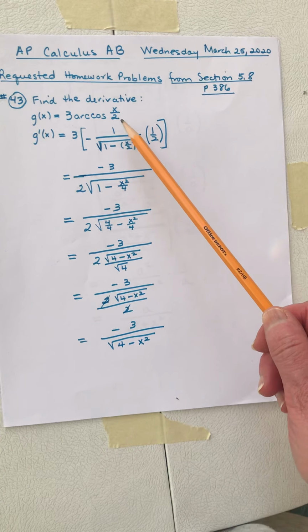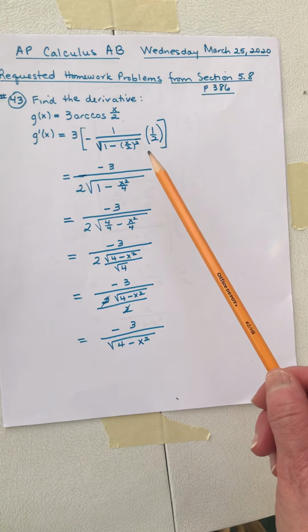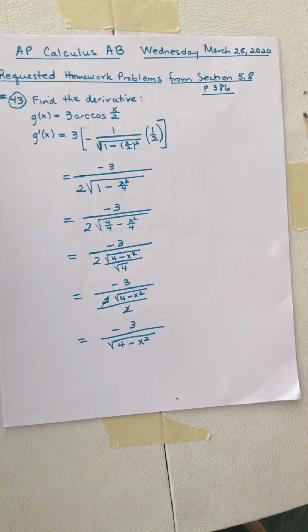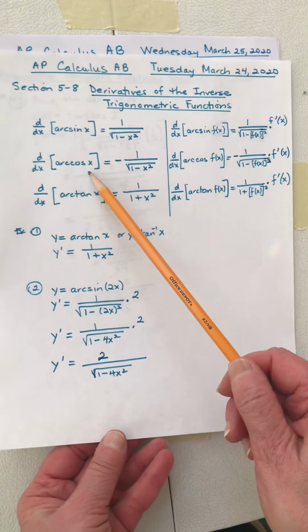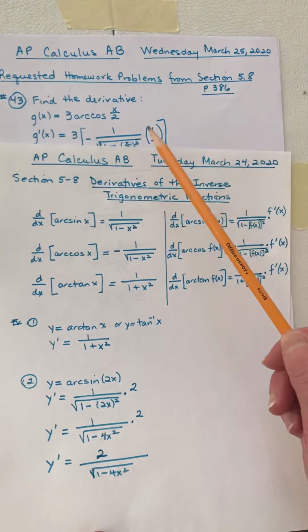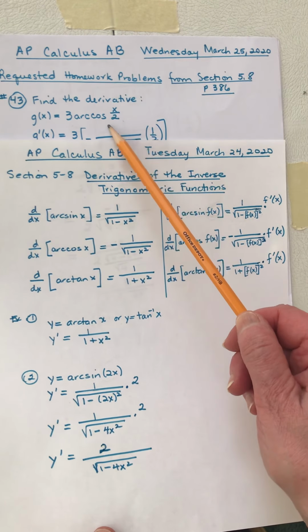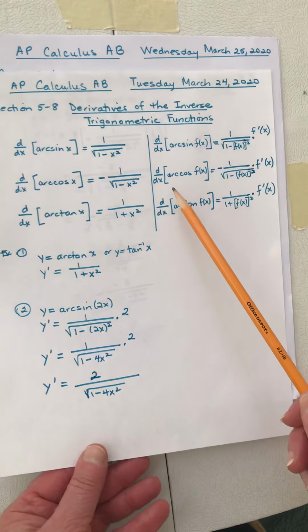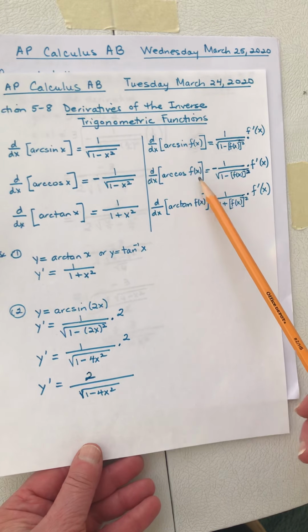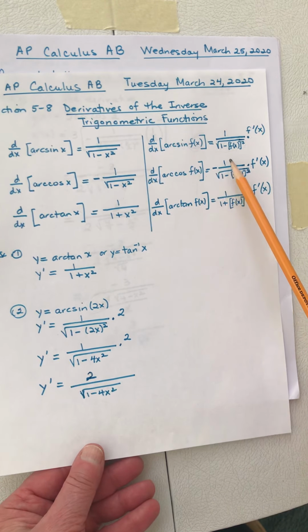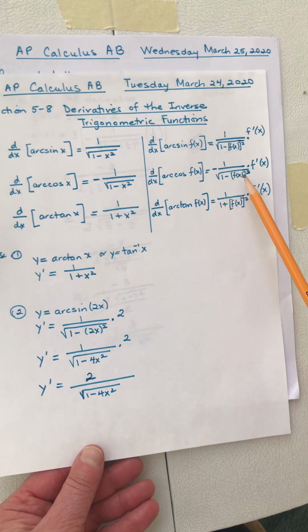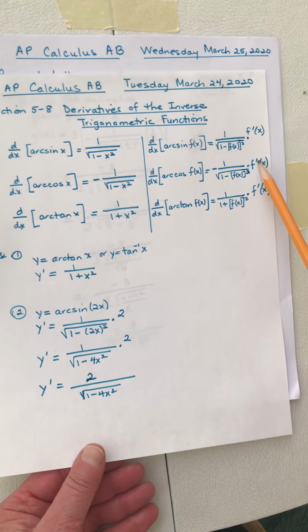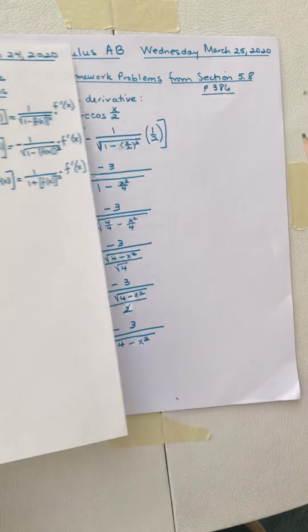So if you recall our formulas from yesterday, which are here, the derivative of the arc cosine, but we have an x over 2 as our function within the arc cosine, so we'll do the derivative of the arc cosine of f of x, which will be negative 1 over the square root of 1 minus the function squared times the derivative of the inside function. All right, so here we go.